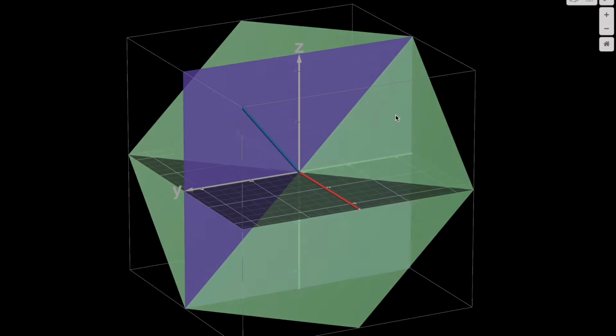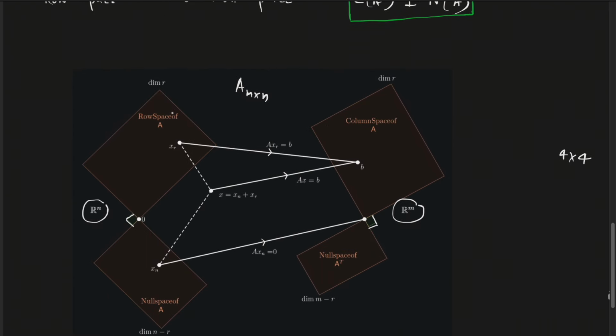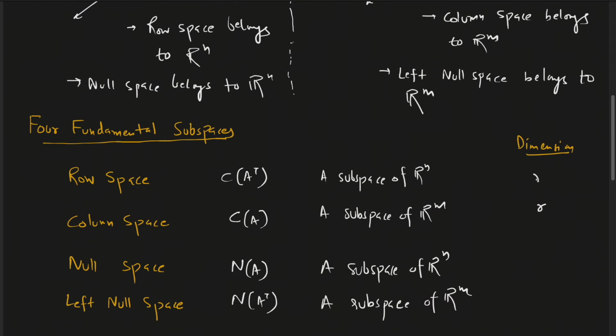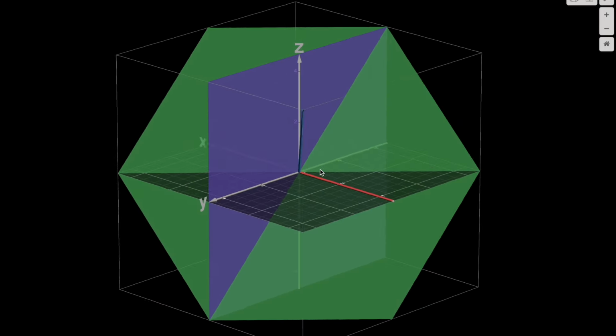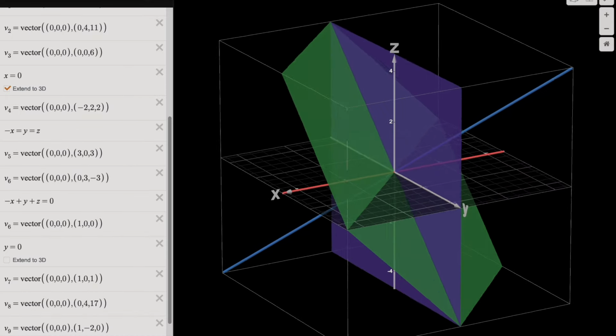But is it by chance for this matrix A, or is it true for any matrix? It is true for any matrix. We can see this diagram. You can see that the dimension of row space and column space both is r. The dimension is r. So the dimension of row space and column space both is r. That is rank.